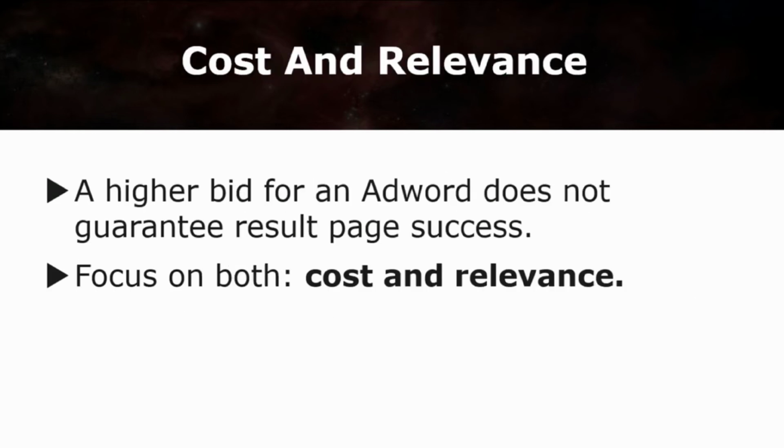You should take into account that the higher a bid for an ad word does not necessarily buy you results page display success. As a matter of fact, even if your rival's bid is higher, it's possible that you appear above their ad. The reason being is your quality score is better. Higher quality score, lower CPC, so focus on both cost and relevance.